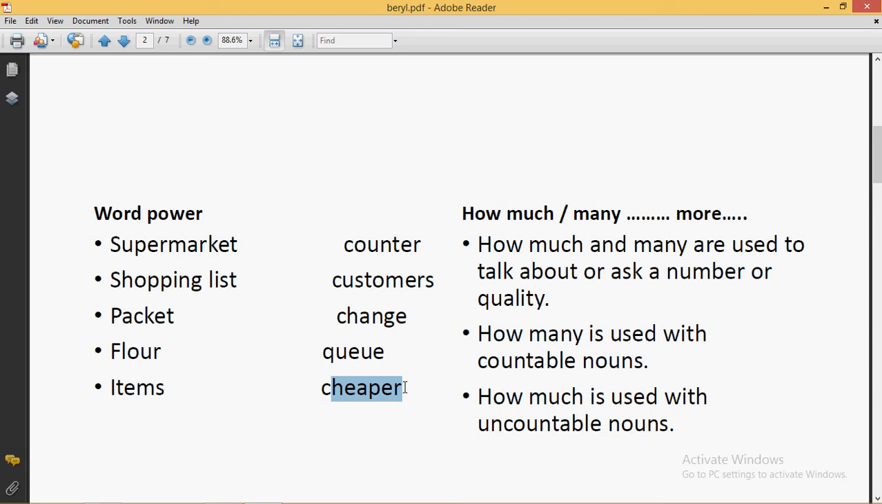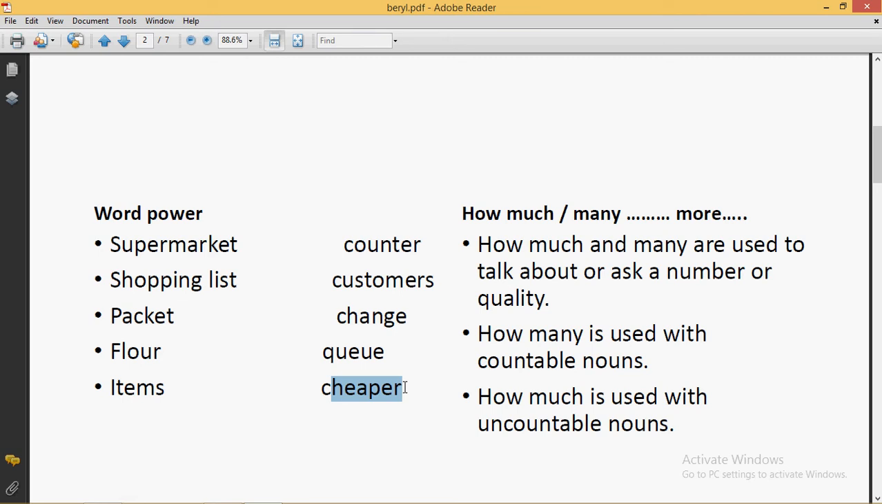Okay, now let's look at how much and how many. That means we want to check how much and how many. How much and how many are used to talk about or ask about a number or quantity.